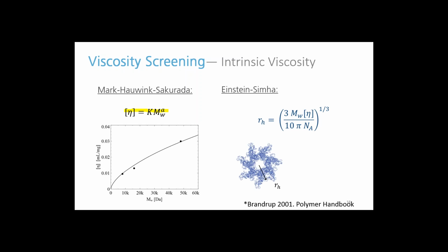Now, if we know the molecular weight, we can use the Einstein-Simha expression to obtain the hydrodynamic radius. The hydrodynamic radius is a representation of the solid molecule size in that specific solvent or environment. It can be used to test conformation, stability, structure, and denaturation and melting temperature in the case of protein molecules.